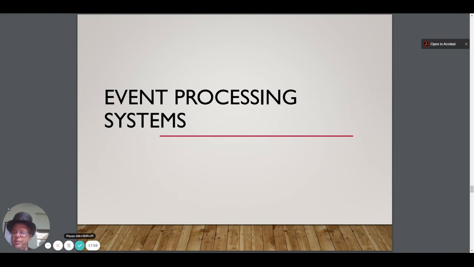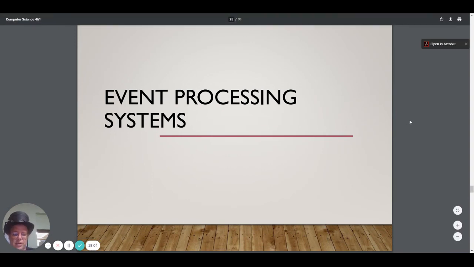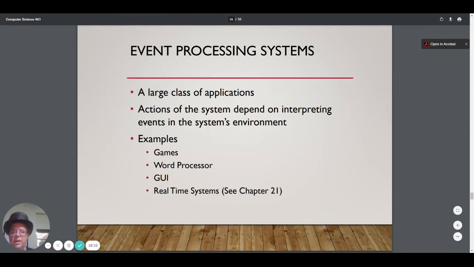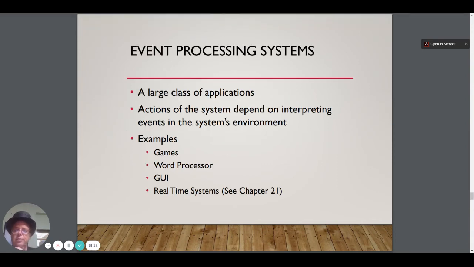So moving on to event processing systems. Basically, these are a large class of applications where actions of the system depend on interpreting events in the system's environment. So, for example, games: what happens when you press the A or the diamond button? How does the system respond to that? Also word processors, GUIs, and real-time systems.